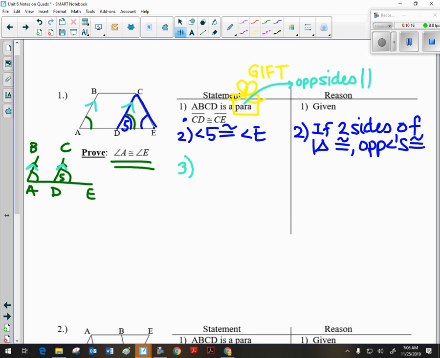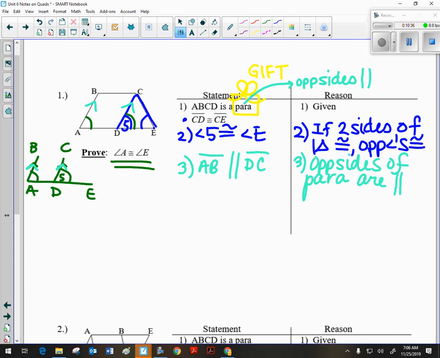So in my proof, if I identify that line segment AB is parallel to line segment DC, because opposite sides, and you always want to make sure that you're stating of the shape, so I'm going to write of a parallelogram are parallel. Once I know that they're parallel, then I know that those angles are going to be congruent. So in here, I'm bringing angle A into the proof by saying it's congruent to angle D.